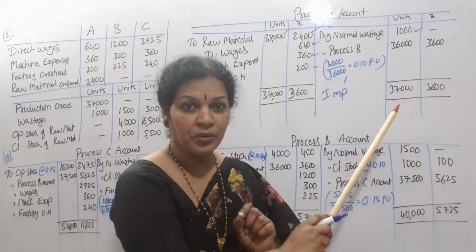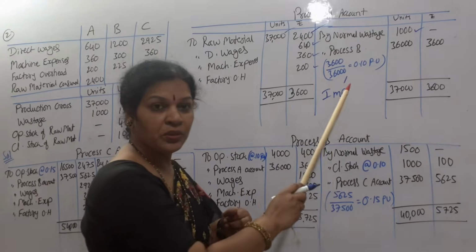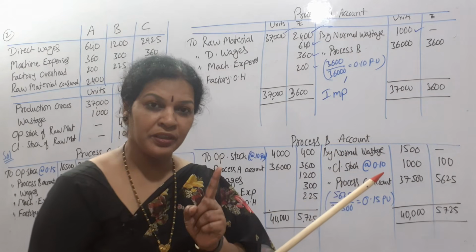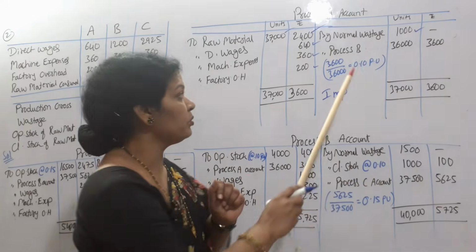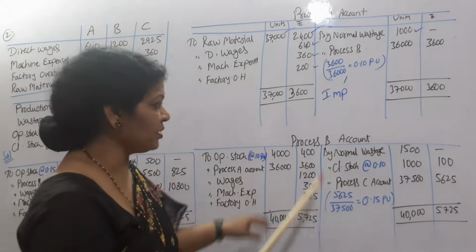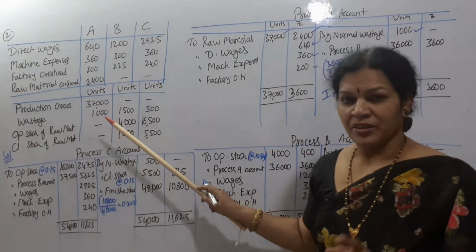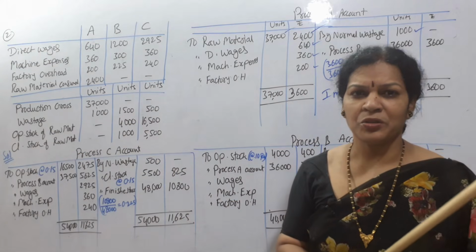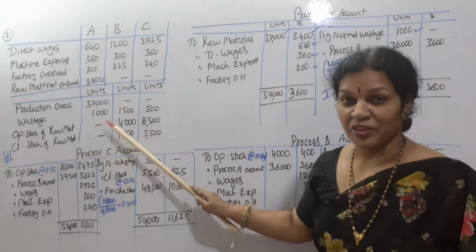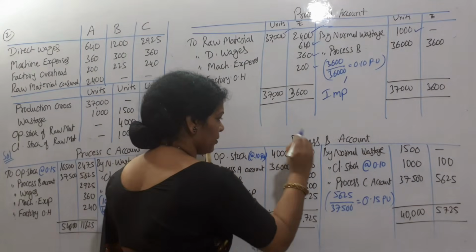Now we are going to use this in the process B account, especially for opening material and closing material. There we are going to use it at the rate of 10 paisa only. Are you getting it? Now you see the process B account. First, for process B we have opening stock. Any account will start with the opening stock and close with the closing stock, right? So opening stock for A is not there, for B it is there. How much? 4,000 units I have written here.